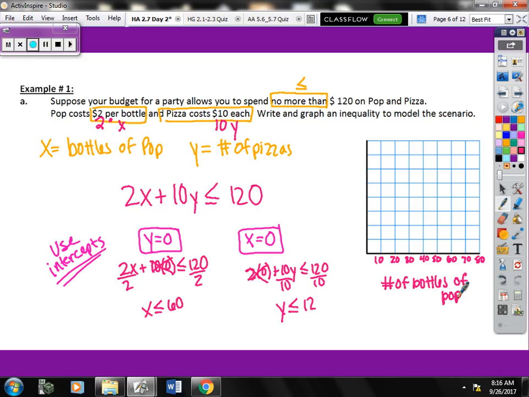On the y-axis, I need to get to 12, so what do you suggest I count my units by, Abby? 2. 2, 4, 6, 8, 10, 12, 14, 16. And this would be number of pizzas.